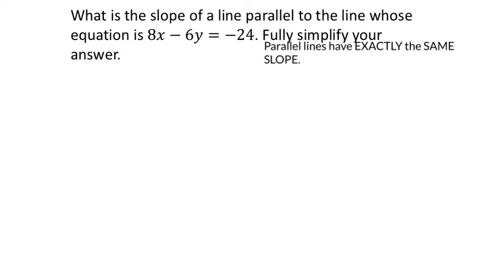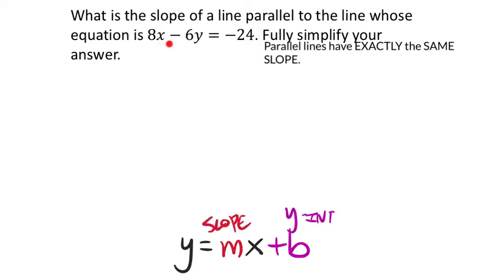Okay, so whatever we find for the slope here, the parallel slope will just be the same as that slope. We want this to be in the form y equals mx plus b, where m is the slope and b is the y-intercept. But the equation that's given here is not in slope-intercept form. So just like the last problem, we're going to have to change that into slope-intercept form with some principles of equality. So I got 8x minus 6y equals negative 24.